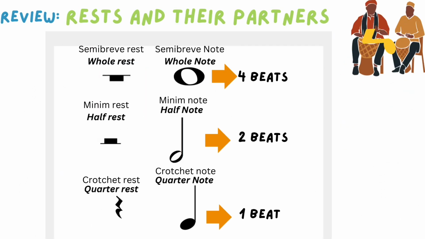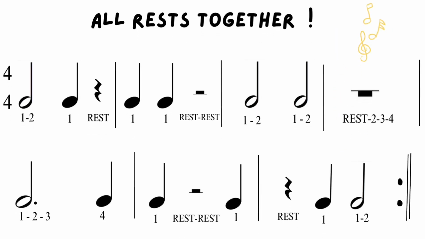Very good. Okay, so here are the rests with their partners. Just for review, so we have whole rest with a whole note, half rest with a half note, quarter rest with a quarter note, or the other names: semibreve rest, minim rest, crotchet rest. So they are called partners because they have exactly the same value and they have the same names to help you remember. It's time to try all the rests together now.